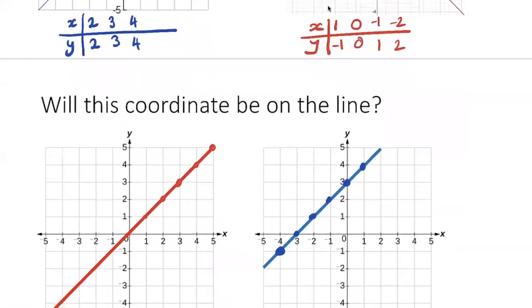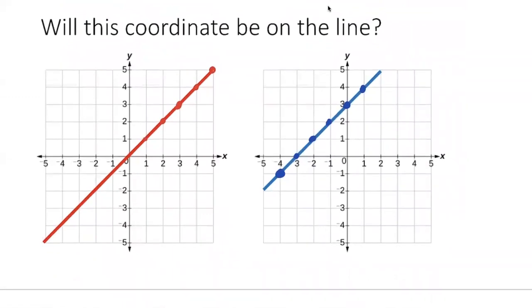Okay, let's look at the next bit. So now what I'm going to do is to look at these two lines. Again, you might want to write down some of the coordinates. You might recognize the one on the left already. The one in blue is slightly more difficult. I want you to tell me, are either of these two coordinates going to appear on the line?